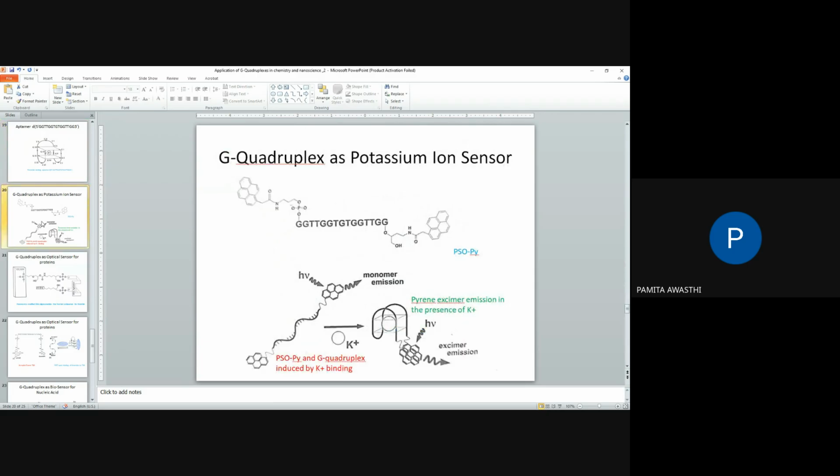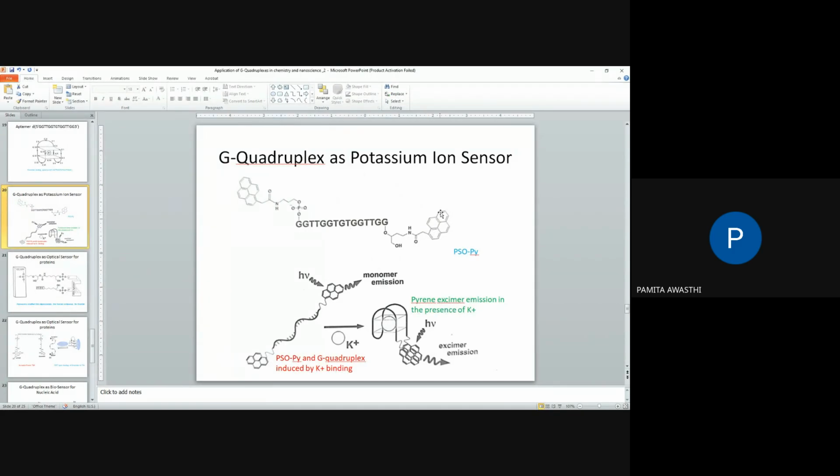So G quadruplexes as potassium ion sensors. The modification of this TBA, that is the thrombin binding aptamer, as a fluorescent indicator for the detection of potassium ion in water, has been proposed by Takenaka's group. So attachment of pyrene rings at the 5' end and 3' end, so at the two terminals of this oligonucleotide.